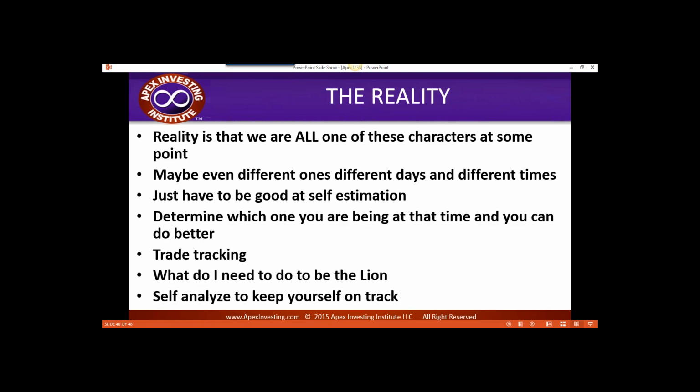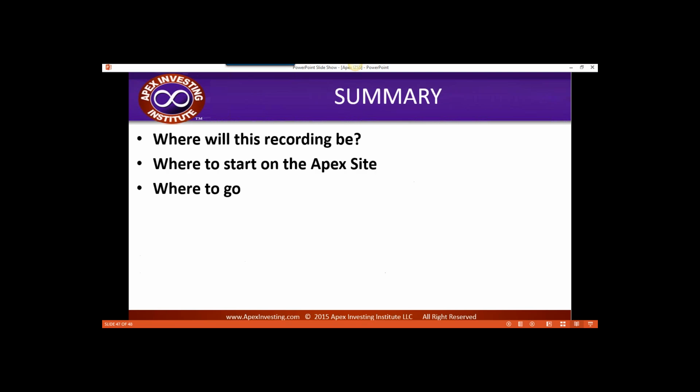Okay? So, like I said earlier, the reality is that we've all been at least one of these characters at some point, maybe even different ones at different times throughout the day or throughout different trades. But it's just good to have good self-estimation, self-analysis, to be able to say, hey, all right, we put these characteristics into the terms of the animal kingdom. I can see that. I can understand that. And I've tried to put them directly into the aspect of Apex or Sharpshooter, so you can say, yep, I have been doing that. That is me. I know what I've done right. I know what I've done wrong. It helps me now moving forward.